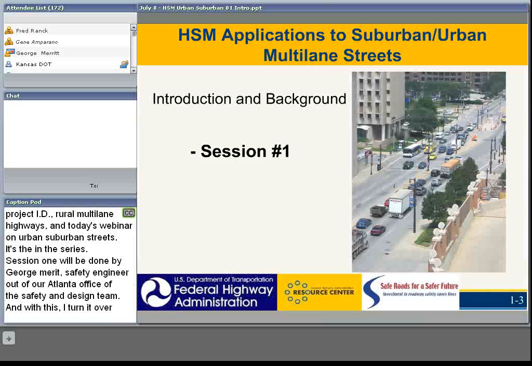Safety Manual. And we're going to be focusing on suburban urban multi-lane streets. There will be 3 sessions today. The first session is sort of an introduction to some fairly sophisticated tools that can help you when dealing with projects on suburban and urban multi-lane streets. So welcome, and with this we'll begin.